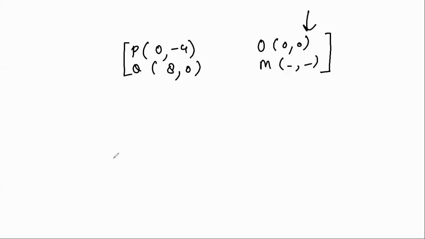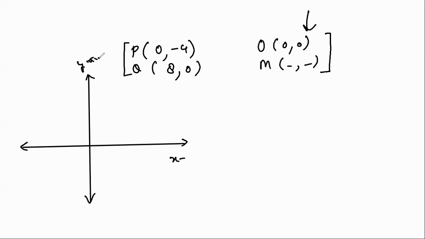For that, we will draw the Cartesian plane, a rough Cartesian plane for you. This vertical line is the y-axis, and this is the x-axis. Now let's draw the coordinates. The first point P is 0 comma minus 4. So x is 0, and minus 4 is on the y-axis. You know that the negative portion of y is downside. So suppose this is minus 4. This point is called 0 comma minus 4.